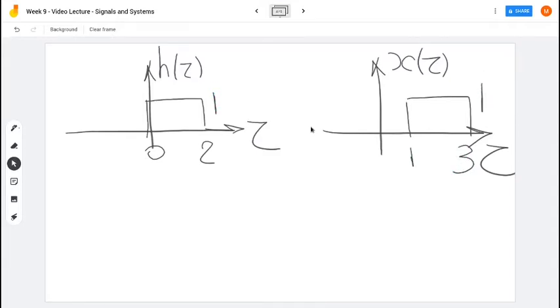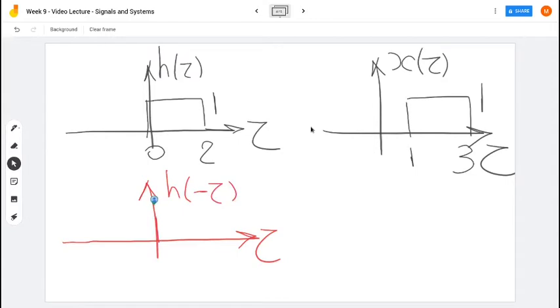So let me first choose one signal to keep as is and the other signal to mirror and shift. I will keep x of tau as is, so I will start mirroring and shifting h of tau. So first step is to mirror. We'll make it h of minus tau, like this. So it should be from minus 2 up to 0.